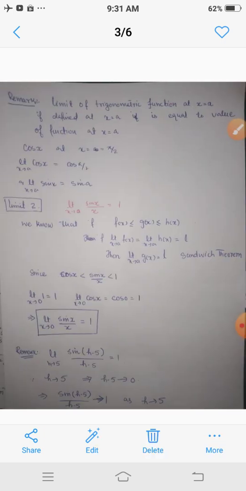Now if we consider a trigonometric function which is defined at a point, for example cos x, it is defined at x equals 0. Similarly, tan x is not defined at pi by 2. So if we are asked to find the limit of a trigonometric function at a point where the function is defined, then the limit is simply equal to the value of the function at that point. Like the limit of cos x as x tends to pi by 2 is simply cos pi by 2, or limit x tends to a of sin x is simply sin a, because if a is real, then sin x is defined at each and every point.